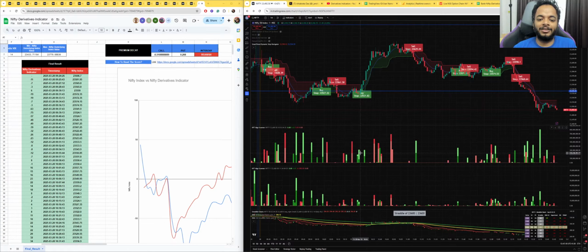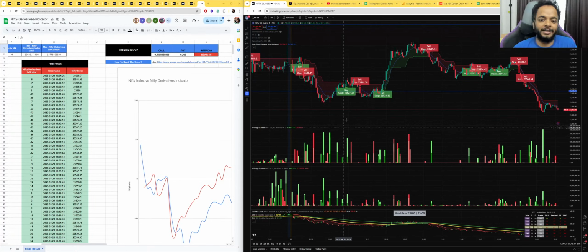Again here you see put writing is happening, here also put writing. So again we are waiting, we won't go with the sell signal because put writers are there. So we closed at the SL hit, and then we are waiting for another buying signal.